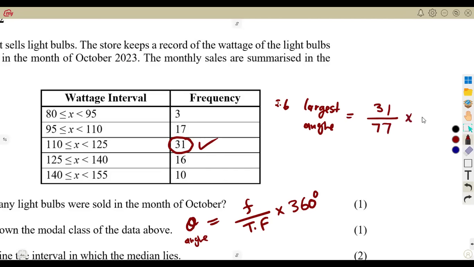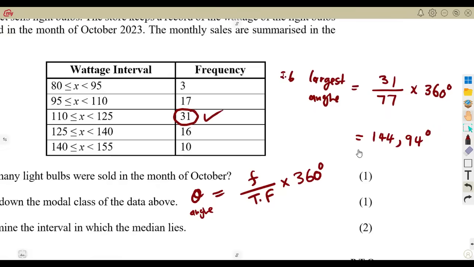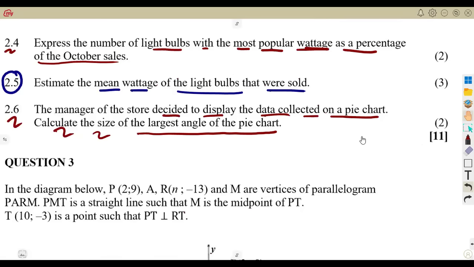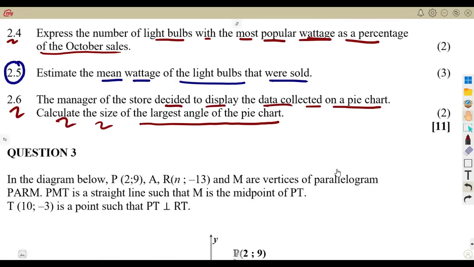Then whatever you obtain, we multiply by 360 degrees for the complete rotation, a complete revolution. That is in terms of the angles. We are dealing with angles, so we must use what? 360 degrees. So that is going to give us the angle, which is 144.94 degrees. This is the largest angle that we can ever have from this information. If a pie chart was to be drawn, the question is not for you to draw the pie chart.